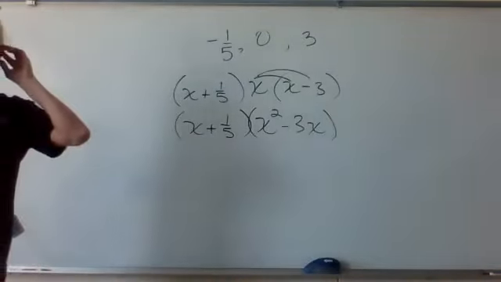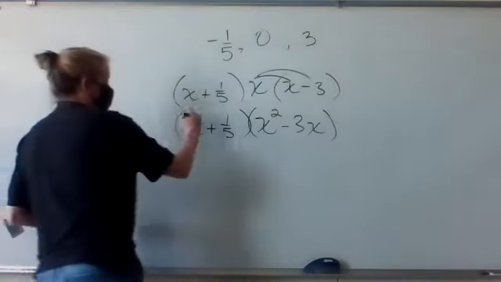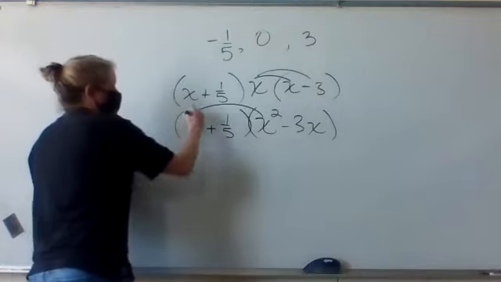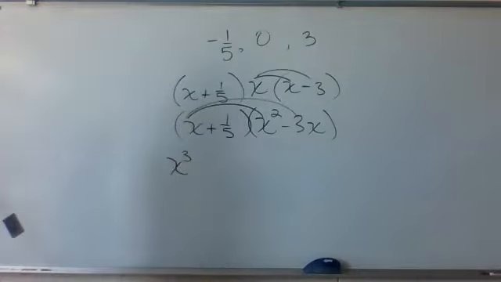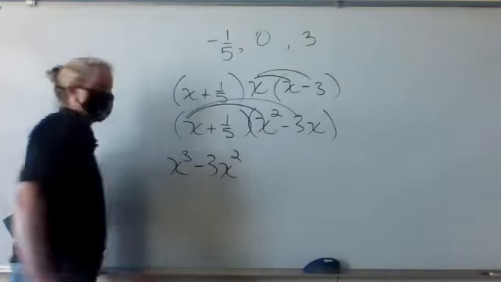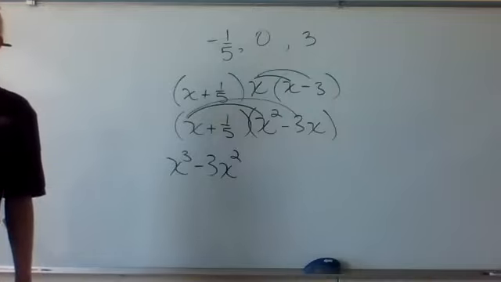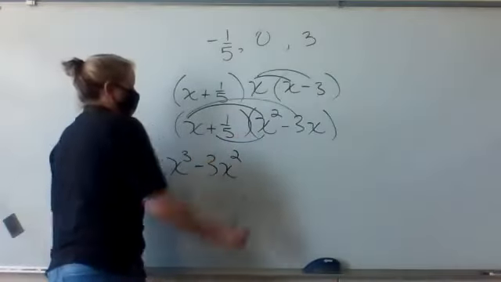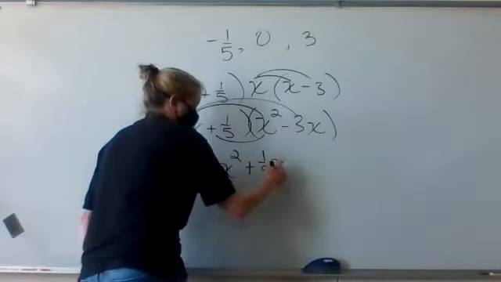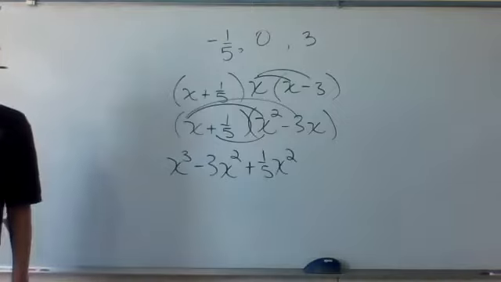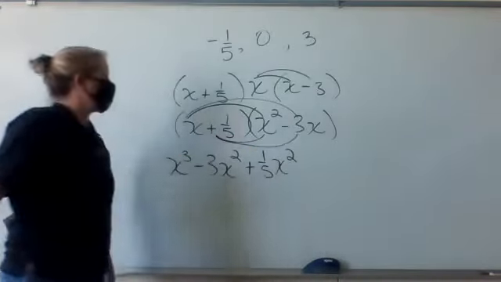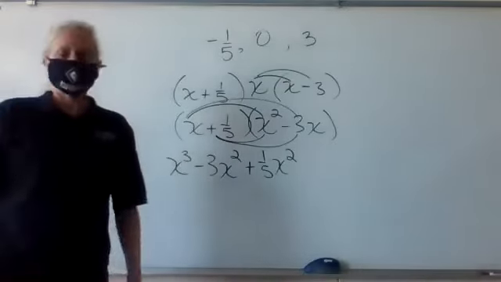So now I'm going to FOIL that together. So let's see, x to the third. X times negative 3x gives me negative 3x squared. Then 1/5 times x squared gives me positive 1/5 x squared. And my last, positive 1/5 times negative 3x.